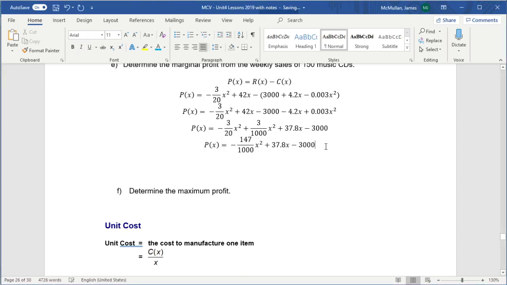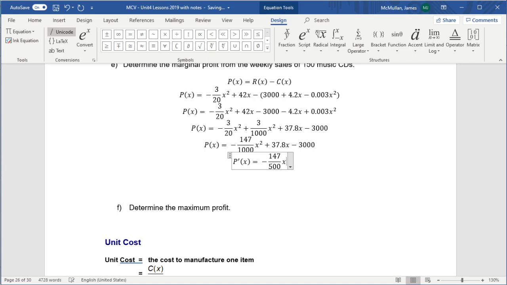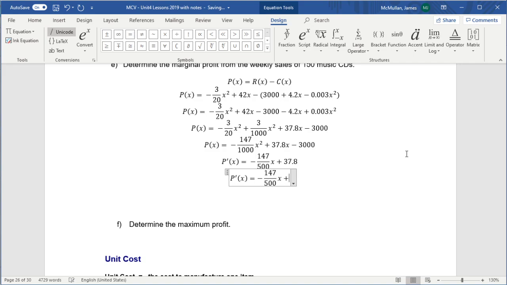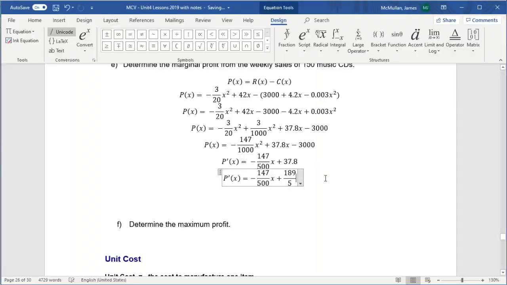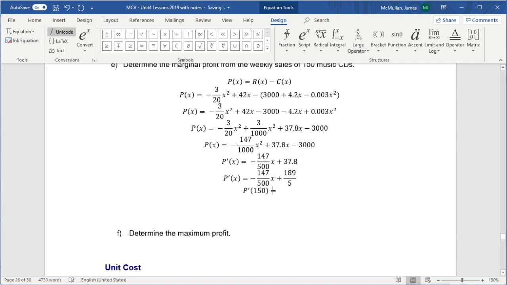So then you take your derivative, just your derivative of the marginal profit equation. So we'll go 147 over 500, so it multiplies by 2, and then plus 37.8. Now, I think I saw on the other page that 37.8 was 189 over 5. Yeah, 189 over 5. So then we'll go ahead and sub in 150 into this.